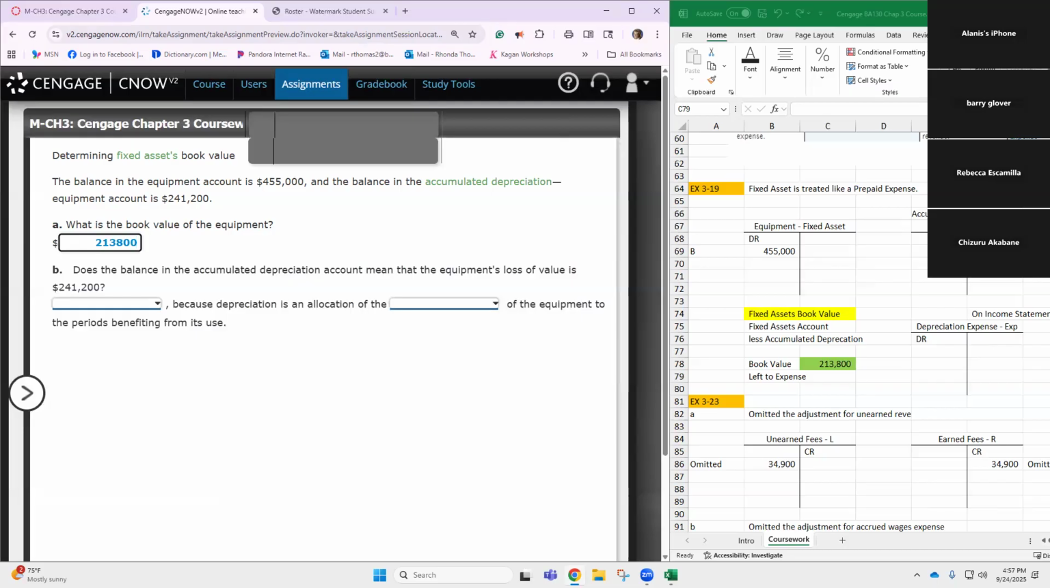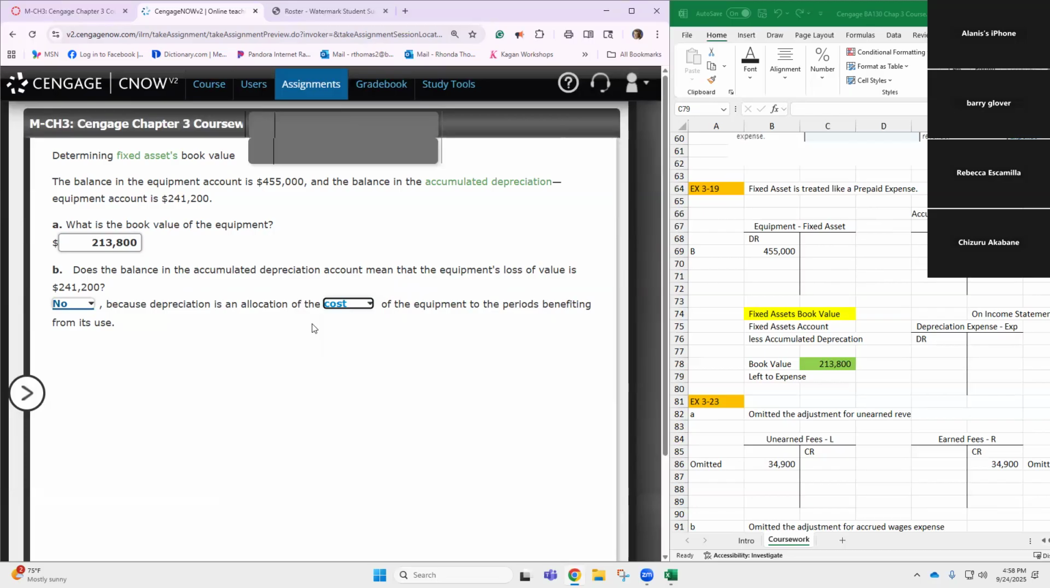Does the balance in the accumulated account mean that the equipment's loss of value is 241,200? No, it's not loss of value. We're using it. So because depreciation is an allocation of the blank, so let's see what we have here. The cost is what we're allocating. Allocate means to spread out, right? Spread out. So maybe this piece of equipment's supposed to last us 10 years.